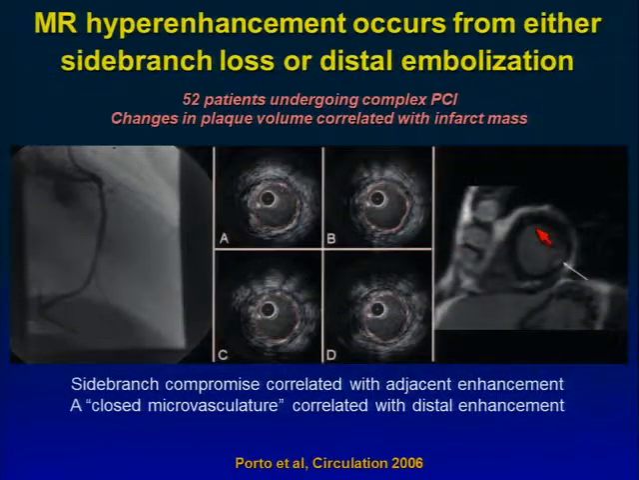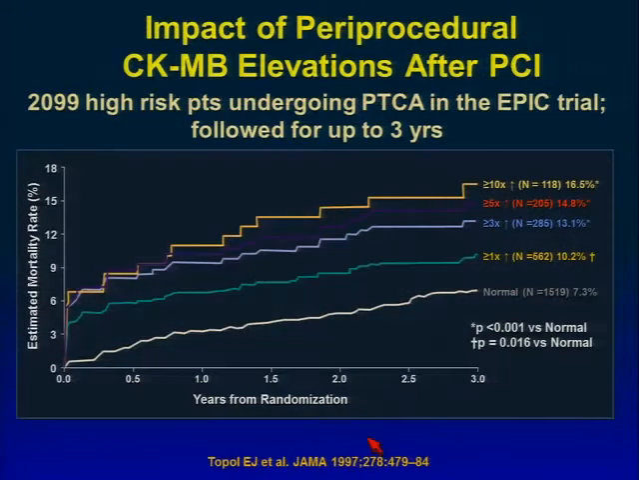And there is data to suggest that this is actually not falsely positive. In other words, the periprocedural rise in biomarker has been correlated with magnetic resonance hyperenhancement. And this has been seen both in the type 1 and type 2 kind of procedural MI. So if there is side branch compromise, there is MR enhancement in the adjacent regions. And if it is type 2, there is actually correlation with the distal enhancement.